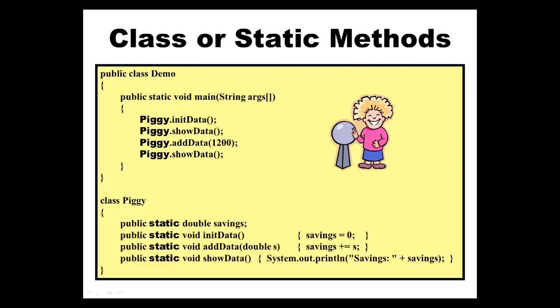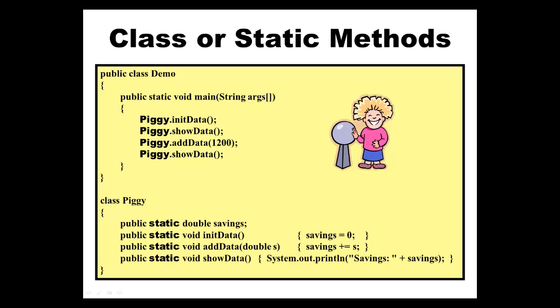If we look at this example, we have a class called demo, and we have a class called Piggy, and all these are static methods. There are a few of them: initData, addData, and showData. All of them work with a private variable that's called savings. Because they're static, we know they're class variables. They're not going to be able to be made into objects.